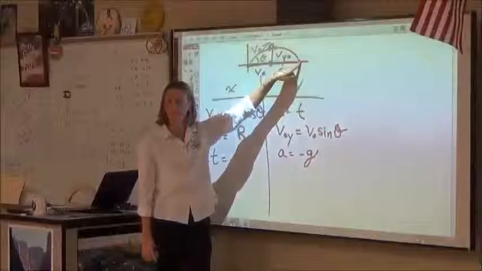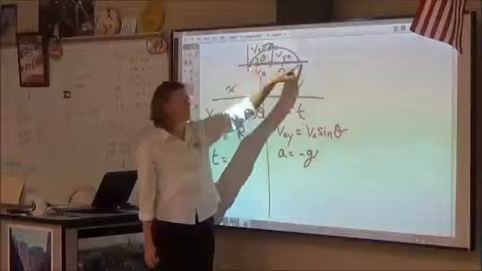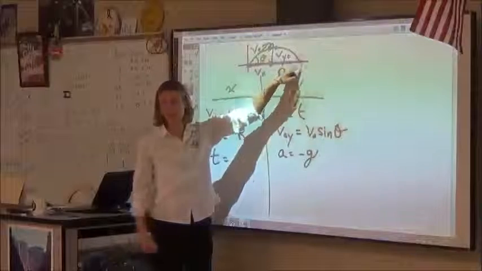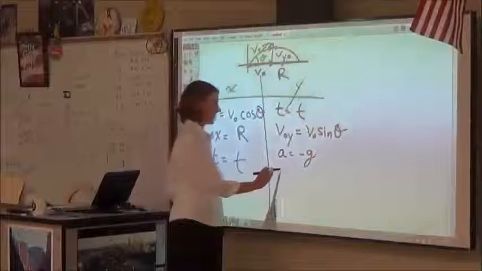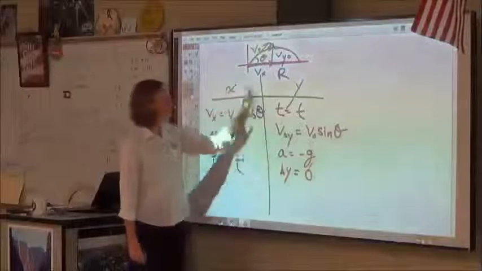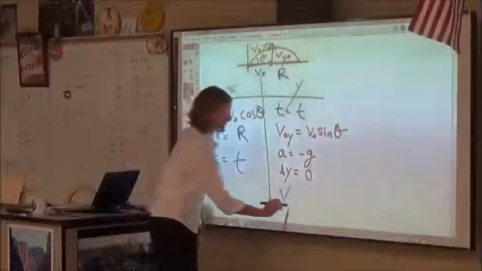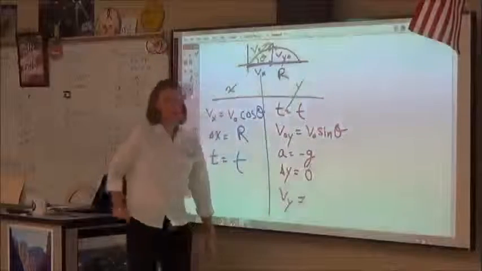Is it the final full? And technically, what is the delta y between here and here? Zero. I could list that. I'll go ahead and list that. It's not going to end up being helpful, but it's true. And the last piece of information we could use in a kinematic would be the final velocity.